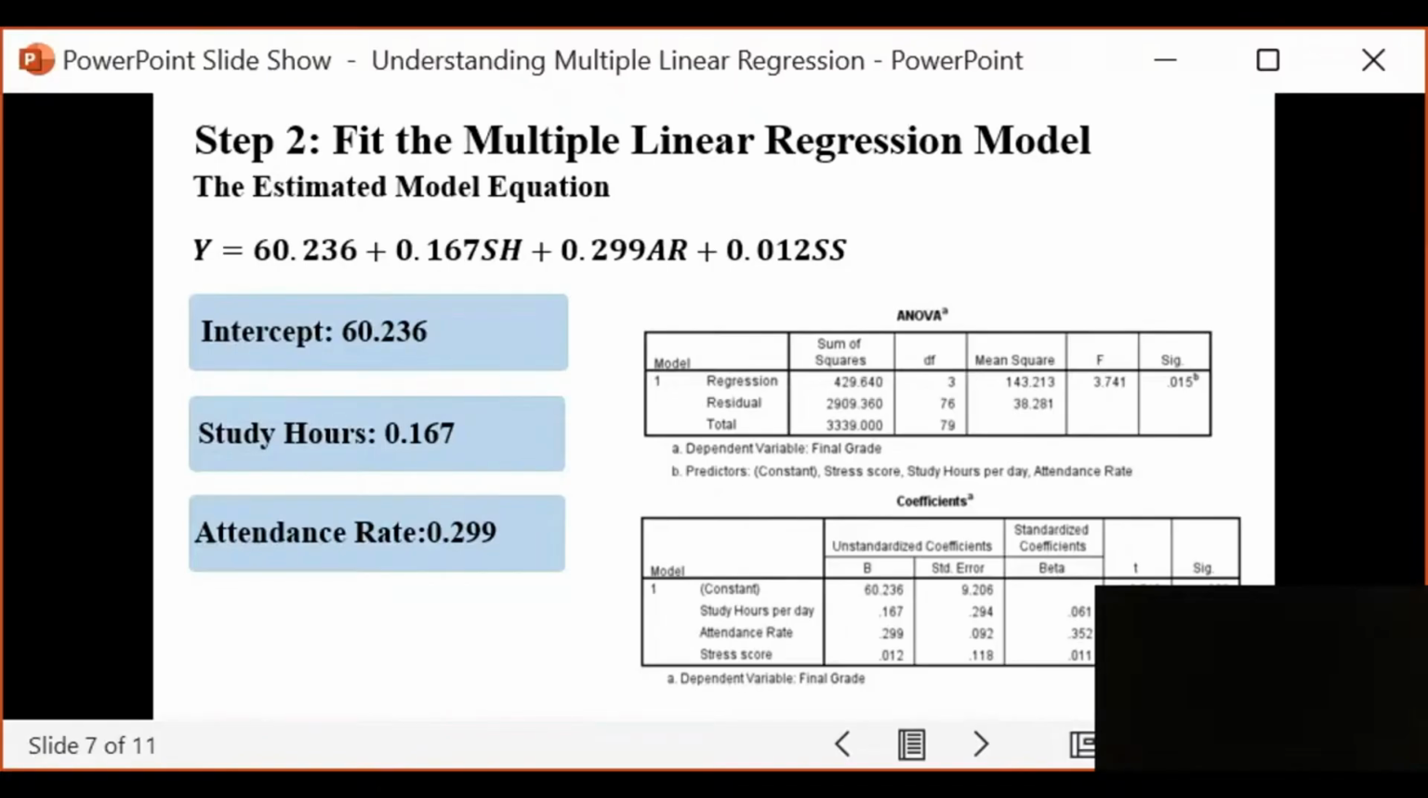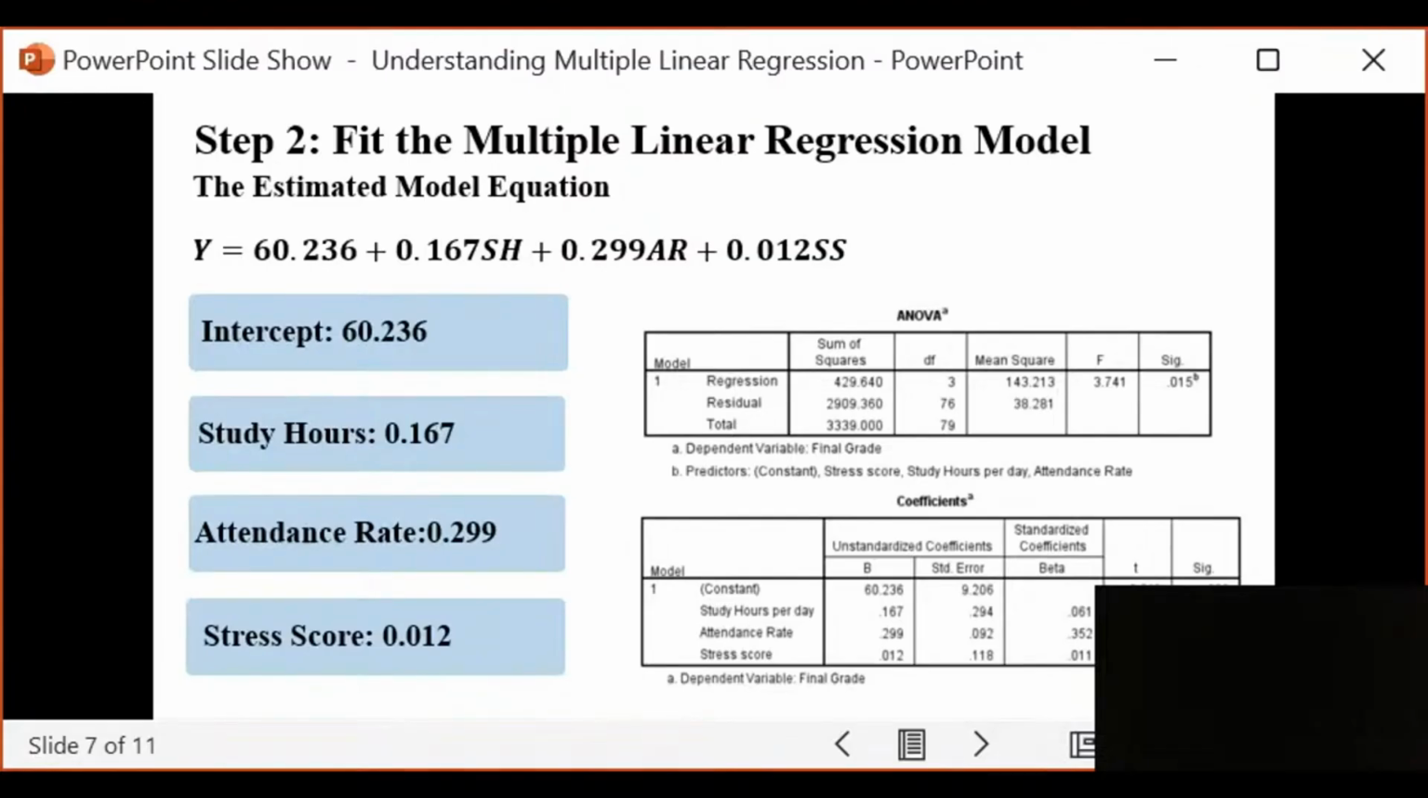Now, for the stress level, for the stress score, which is 0.012, this coefficient is very small, indicating that the stress level has almost no effect on the final grade. In fact, when we check the p-value, it's 0.921, above the 0.05 threshold, meaning stress is not a significant predictor of final grade.